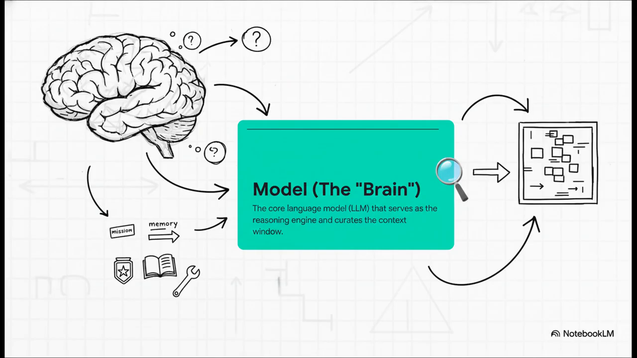Its most critical job, really, is to manage what's called the context window. Think of it like the model's short-term memory. It's constantly looking at its mission, its past actions, the tools it has, and deciding, okay, what's the most important piece of information for the very next thing I need to do?